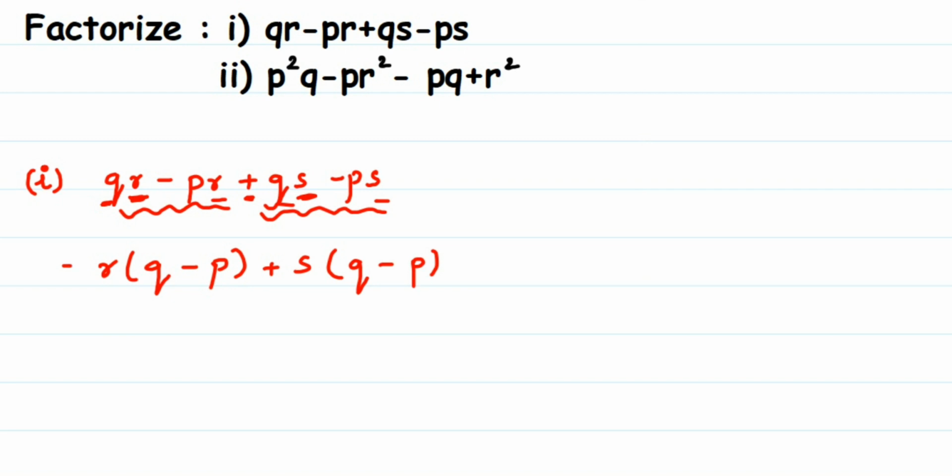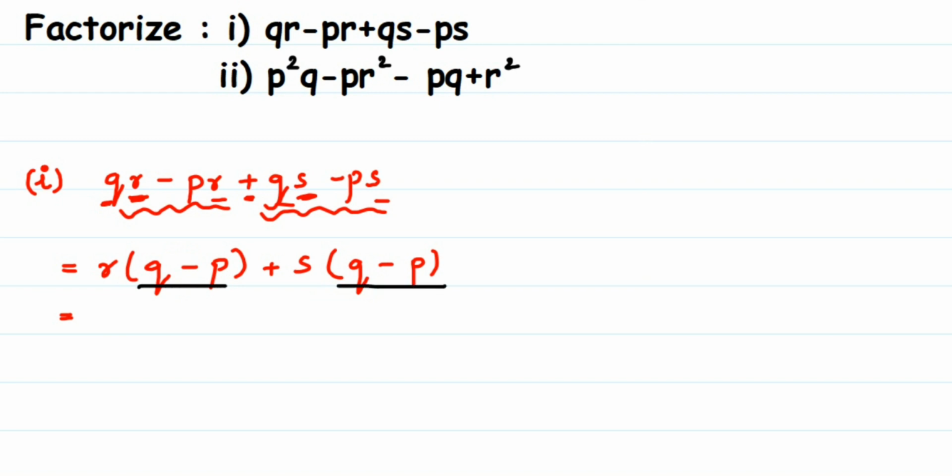Now, if you observe again in this step, in the first term we have q minus p, and in the second term we have q minus p. So this is common in both. So I can pull out this q minus p from both the terms. There are only two terms now, so pull out means just take that out as a common.